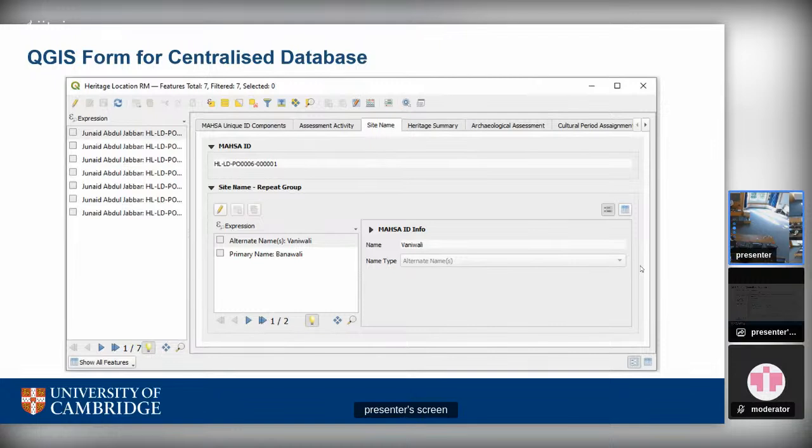So I would like to call out John, who worked on this form, and he might be watching online, so that would be good. So yeah, now our whole team is working using this QGIS form to enter the data.